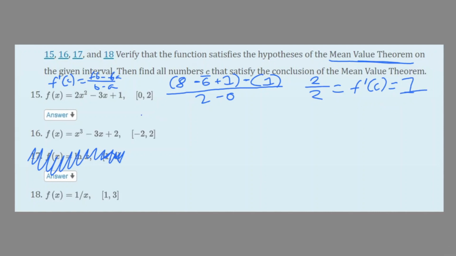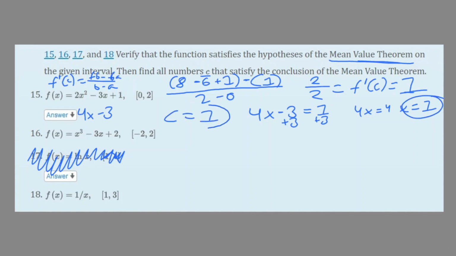So now what we have to do is find the c values in which the derivative is 1. First we find the derivative, which is 4x minus 3. Now all we need to do is set it equal to 1. So 4x minus 3 equals 1. Now we add 3 on both sides. We get 4x equals 4, and then if we divide by 4, we get x equals 1. Or rather, c equals 1. So 1 is the c value that satisfies the mean value theorem here.